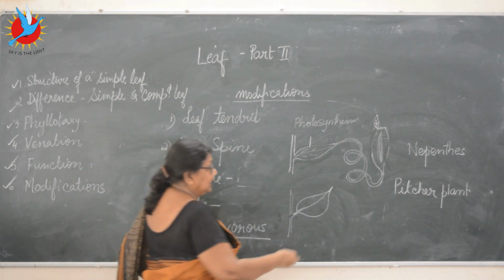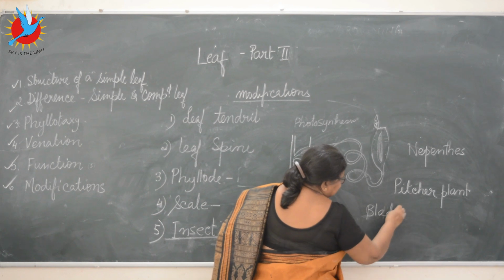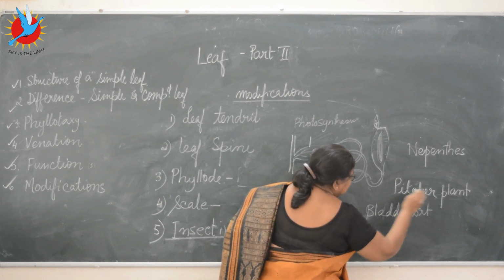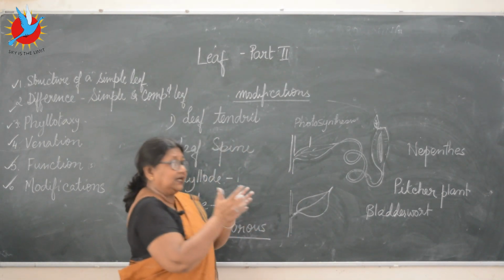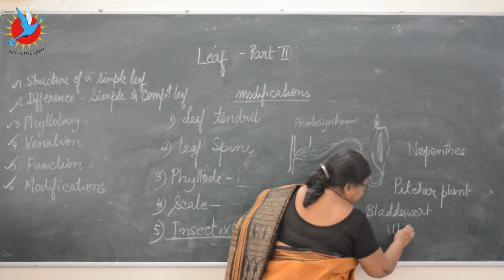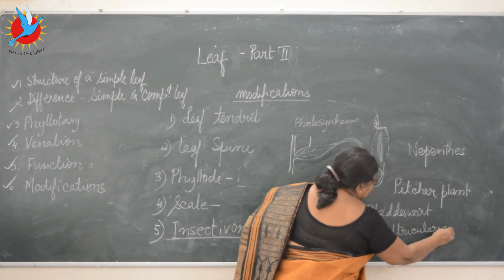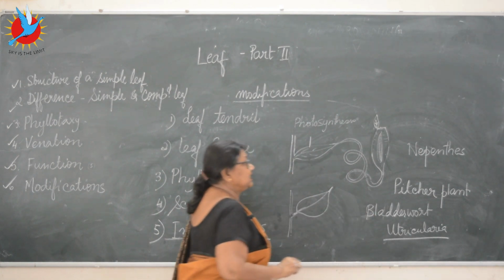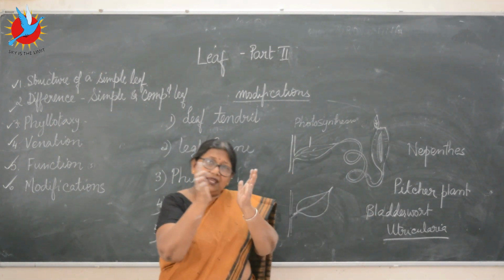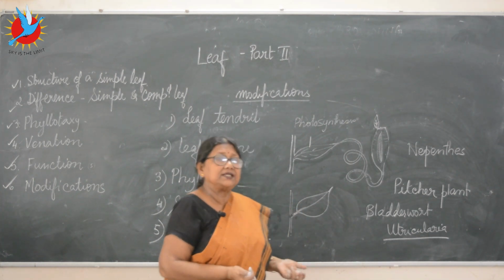There are many others. There is another one called bladderwort. It's like a football bladder. It looks like that. And that's a sort of plant. The name of the plant is Utricularia. But the basic functioning process is the same. As soon as the insect sits here, what will happen? They get closed, they trap the insect, and through the enzyme they digest the insect.